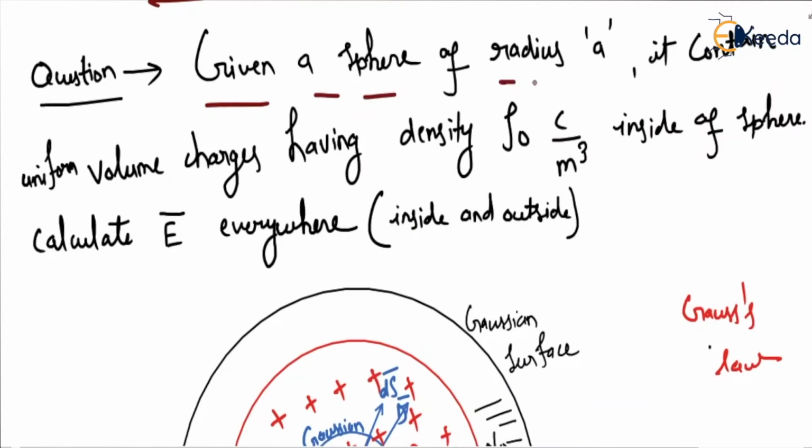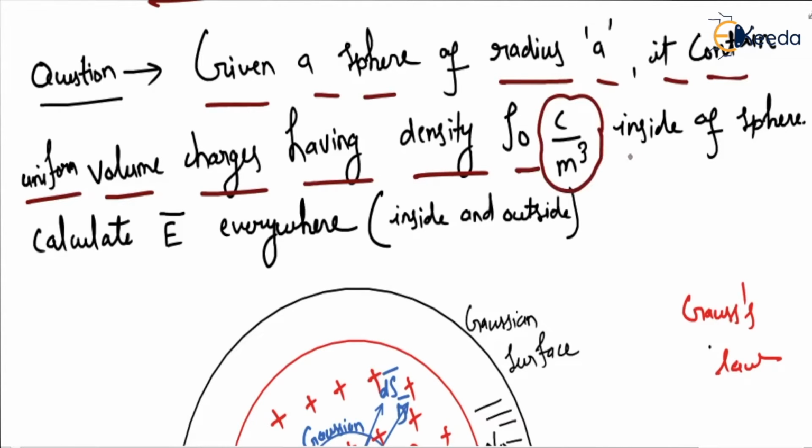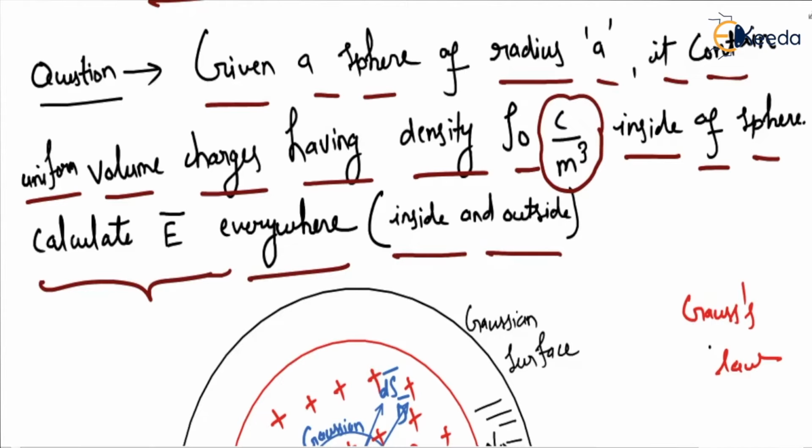Given a sphere of radius a, it contains uniform volume charges having density rho naught coulomb per meter cube inside of the sphere. Then calculate electric field intensity everywhere. It means inside and outside of the sphere.